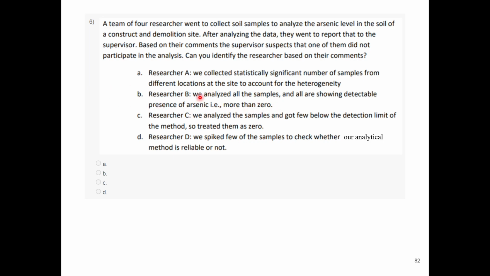So B is the researcher who has not done his analysis, who did not participate in the analysis. So he is the culprit. This is the identification of the researcher. It is researcher B. So B is the correct option. As you can see, researcher B, we analyze all the samples and all are showing detectable presence of arsenic that is more than zero, is the correct option.